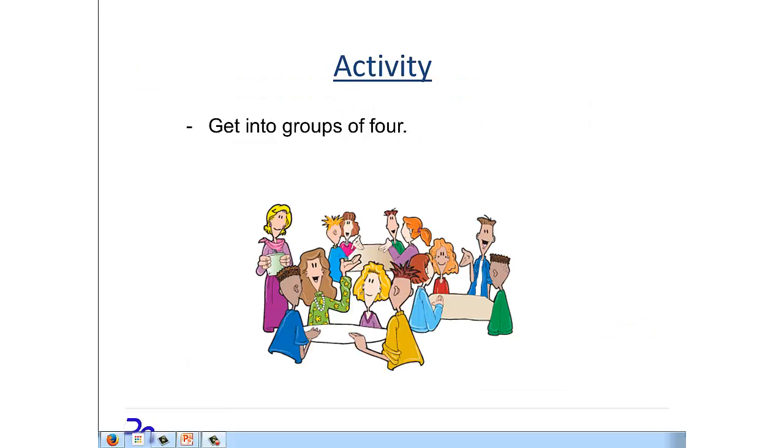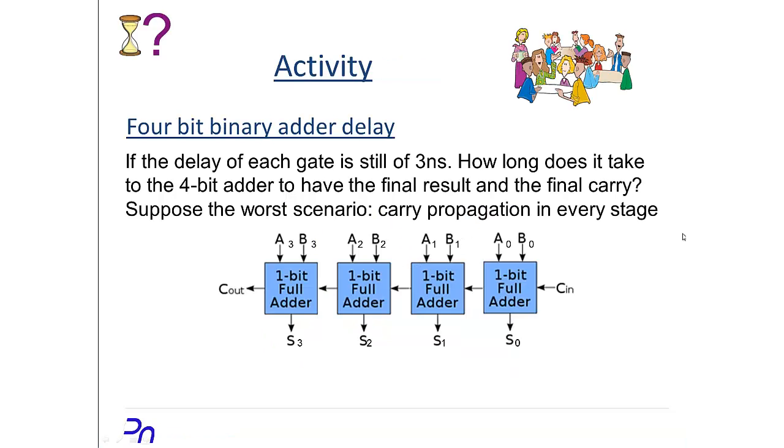And now an activity. Get into groups of 4. Help each other. Well, a little bit more complicated. What's the 4-bit binary adder delay? Suppose that each gate delay is still 3 nanoseconds, and suppose the worst scenario, that is, carry propagation in every stage.